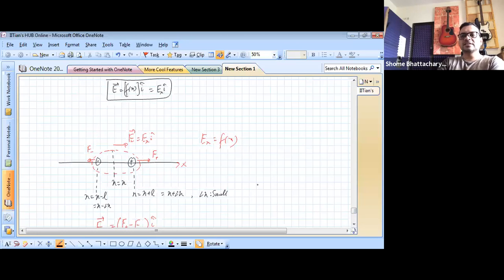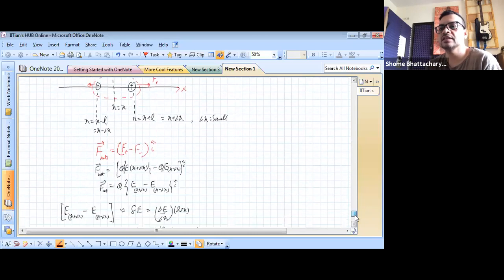So the dipole center is at the x coordinate x. So the positive charge is at x plus L, which we can treat as x plus delta x. And the negative charge is at x minus delta x or x minus L. Because L is very small in comparison, the size of the dipole is negligible, small. So that's the logic of these terms here. So now you can see the force acting on the positive charge and the negative charge.